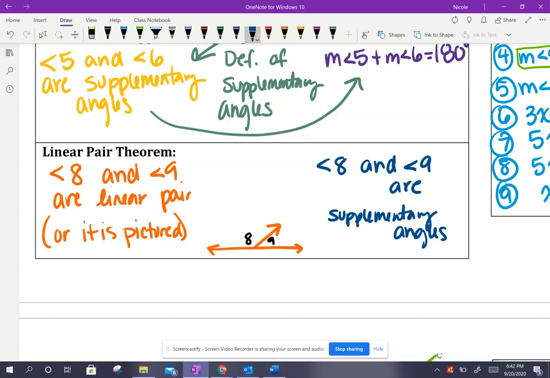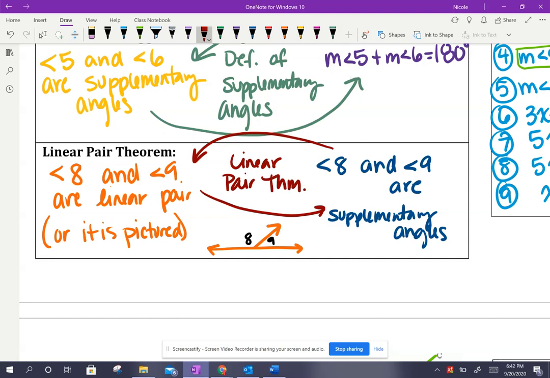So again, these lovely things tell us because they are a linear pair, they are supplementary. And if they are supplementary and you can tell that they are adjacent in a figure, you can say that they are a linear pair by the linear pair theorem. So again, you have to verify that they're still adjacent. I can't say that about two angles without knowing that they are adjacent.